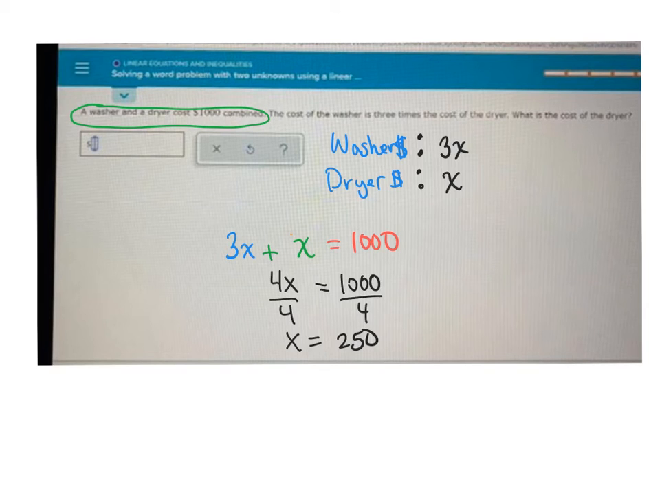Now this is where it's really nice, because up here we defined what each of these things were. So the dryer is x, so the dryer is going to cost me $250. And if I wanted to find the price of the washer, this problem doesn't make us find it, so we're really done. But if I wanted to, I could just say 3 times 250, which is 750. So the dryer is 250 and the washer is 750. But in this case, we just want the cost of the dryer, so I just put 250.